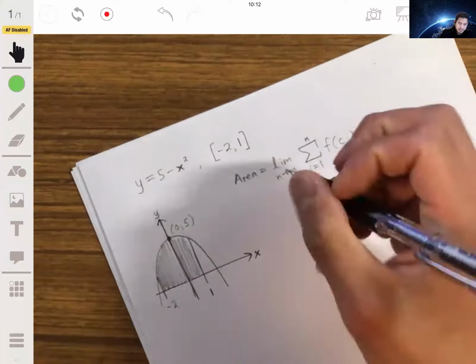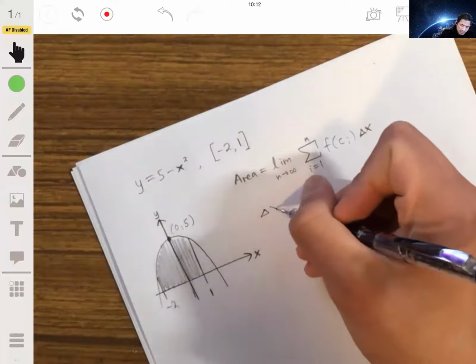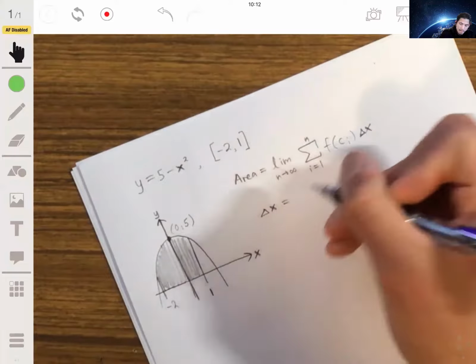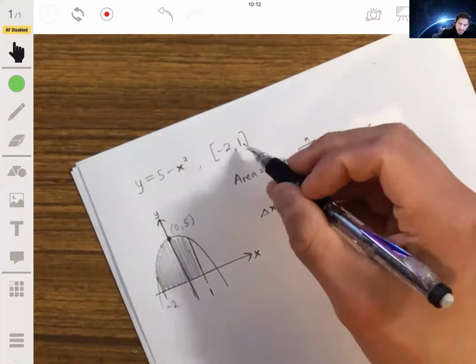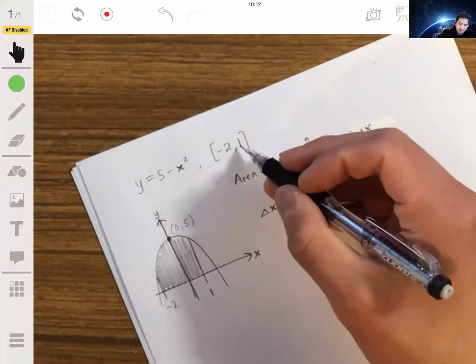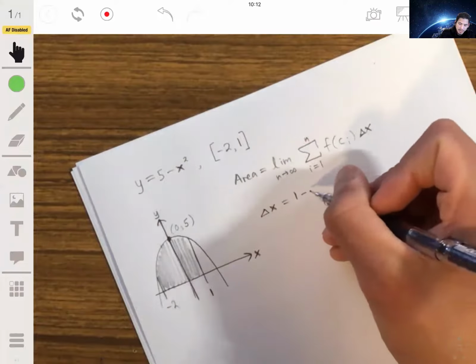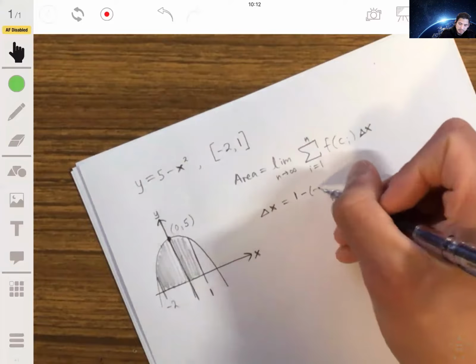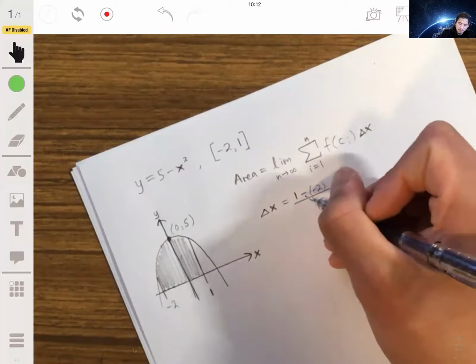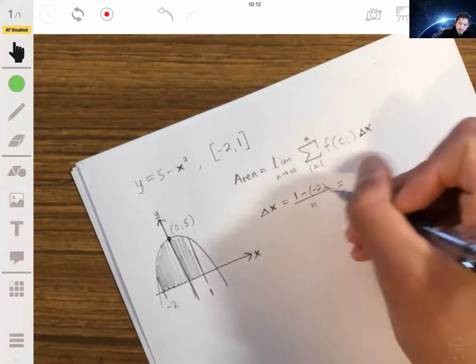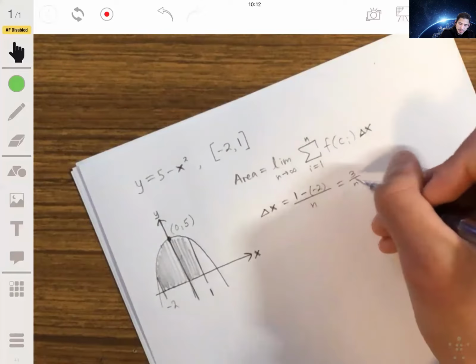So our delta x, remember, is the width of our rectangles, and that's going to be equal to b minus a all over n. So our b is 1, our a is -2, so 1 minus -2 over n. So it'll be 3 over n.